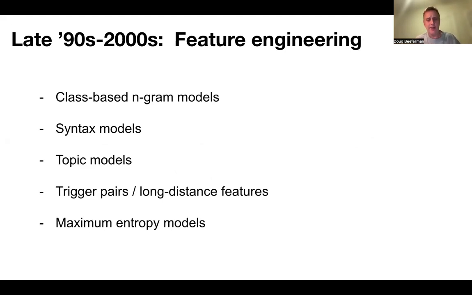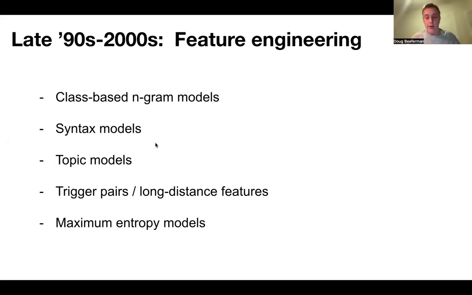The 90s, sort of late 90s to mid 2000s, could generally be characterized as the feature engineering years, where maybe we had n-gram models. We went up to reasonably high order n-grams, 5, 6, 7. They still weren't powerful enough. We explored different ways of clustering words and building so-called class-based n-gram models to get some more representational power.